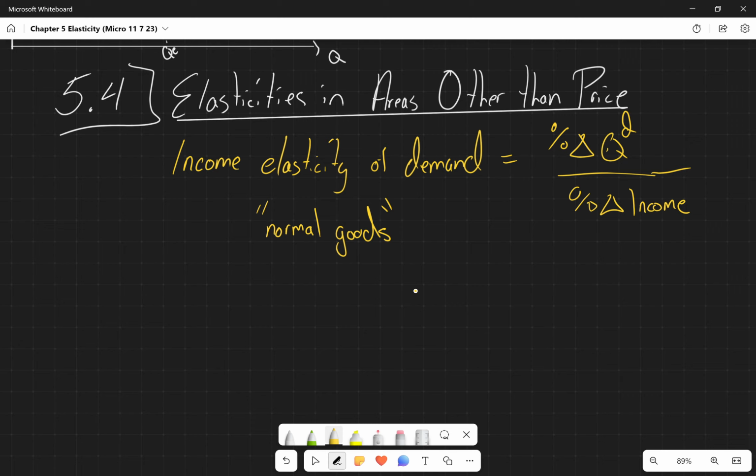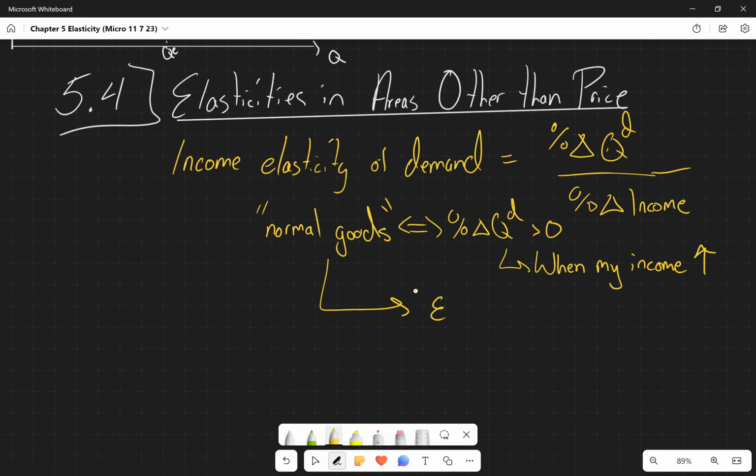This is the situation where the percentage change in my quantity demanded is greater than my percentage change in my income. Actually, that's not true. It's the situation where this is positive. It's where we have some sort of positive percentage change in quantity demanded when my income increases. So these normal goods are going to have an income elasticity of demand that is greater than 0.